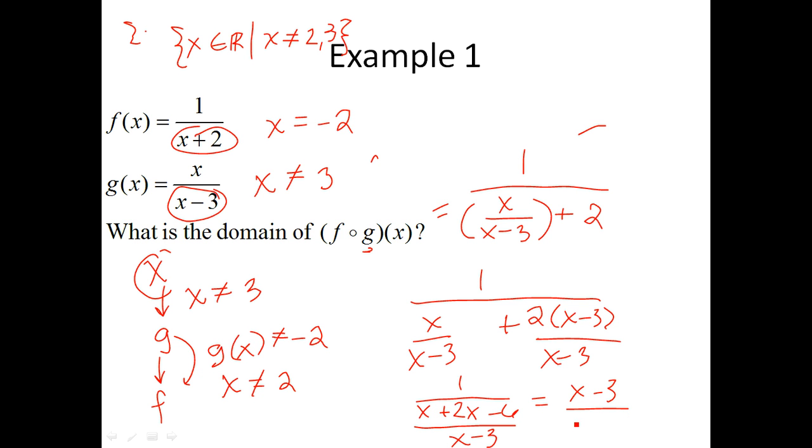So it would be (x - 3) over 3x, right? Because x plus 2x, and then minus 6. So that would be your composition. And you see that we do have something here that would break the domain.